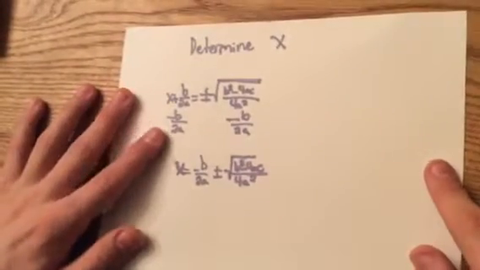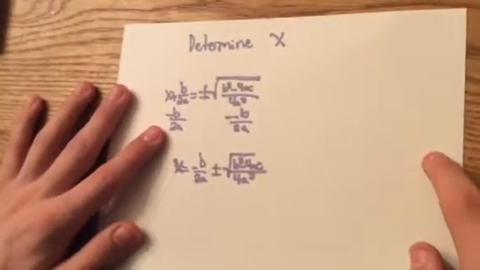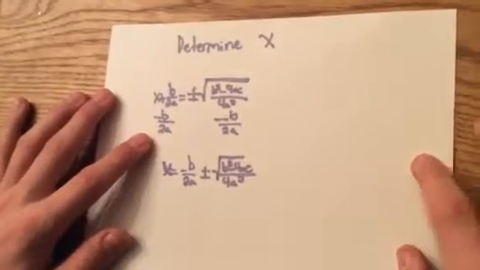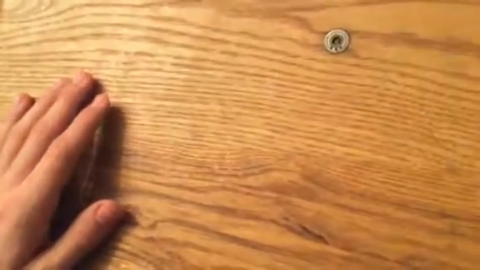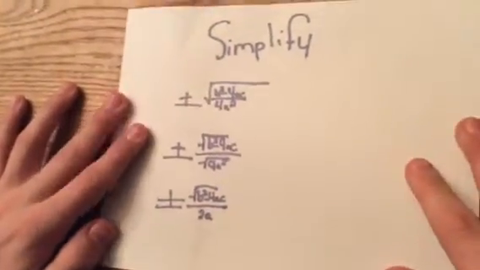Determine x. We do this by subtracting b over 2a from both sides of the equation. Now, simplify.